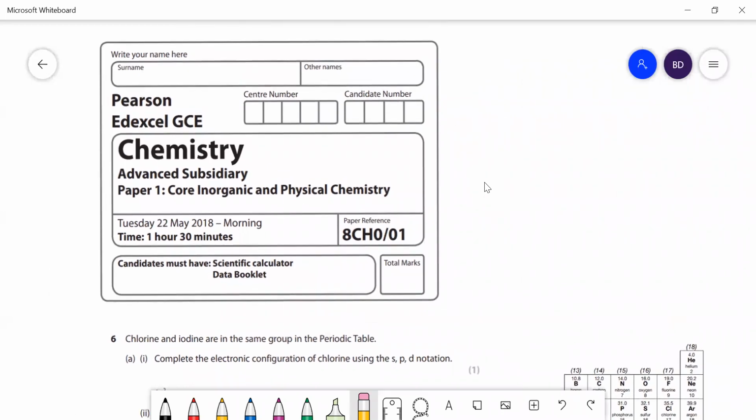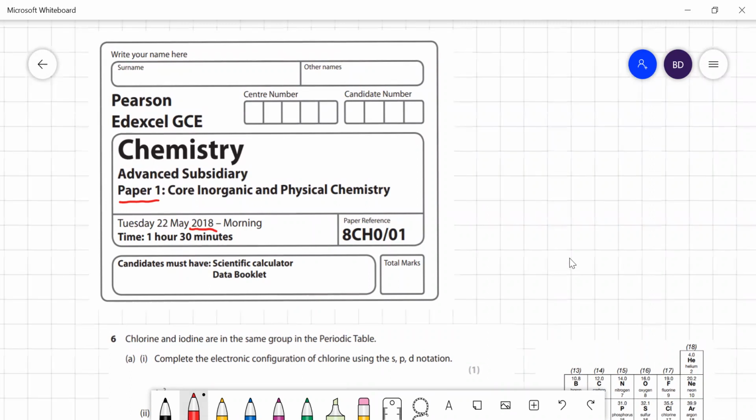Hi, in this video I'm going to go through the Edexcel Chemistry AS paper. That's paper 1 and it's the 2018 paper, and I'm going to go through the second half of this paper. Did the first half in an earlier video.